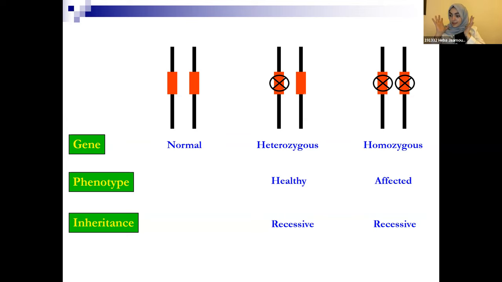Dominant pattern, they're dominant. So even if it affects only one, khalas, the individual is affected. If it affects two, they're affected. I would say they're bonus affected at this point, okay?